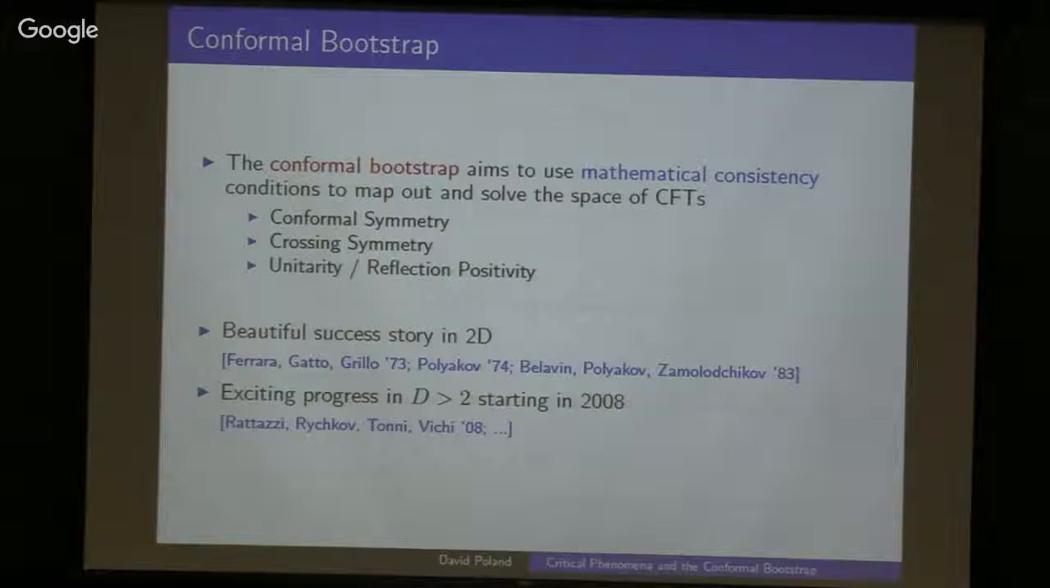Okay, so this idea to use fundamental consistency conditions to solve CFTs actually had a beautiful success story in 2 dimensions. This goes back to work in the 70s by Ferrara, Gatto, Grillo, and Polyakov, and culminated in some beautiful results in the early 80s by Belavin, Polyakov and Zamolodchikov, which used the bootstrap idea to come up with exact solutions to an infinite sequence of 2D CFTs called the minimal models. So this idea really came to fruition in the early 80s.